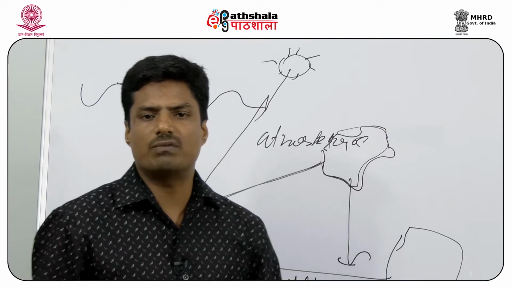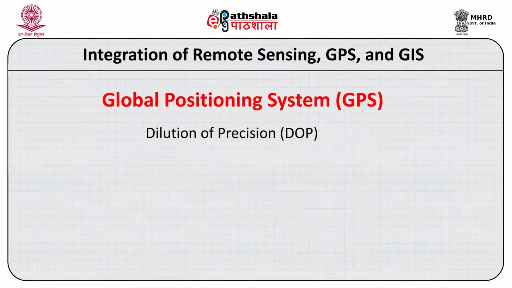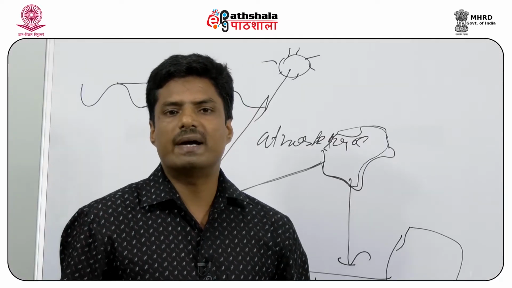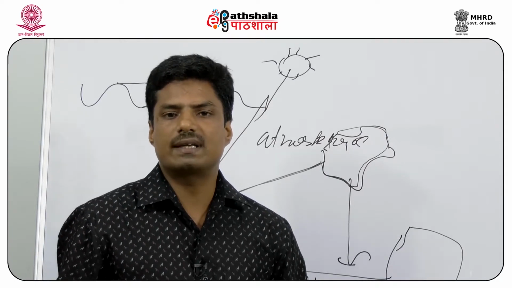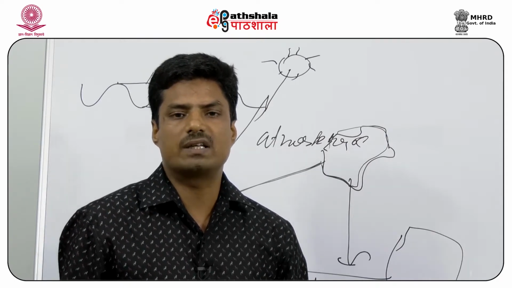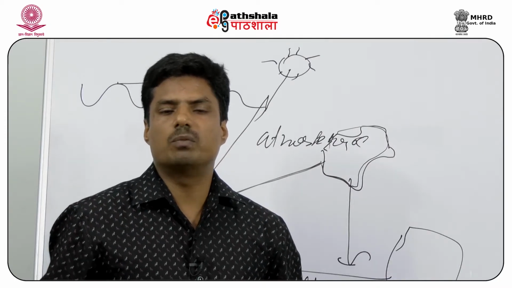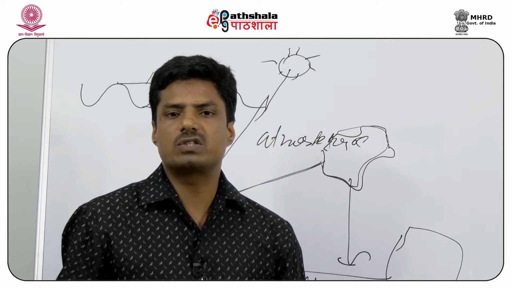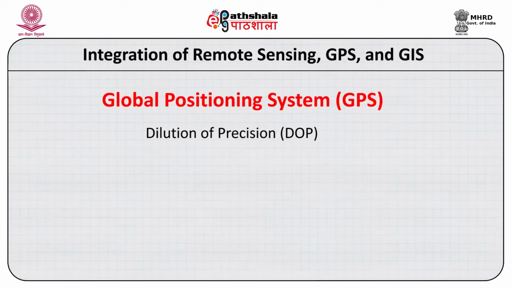The distribution of satellites in the sky is known as the dilution of precision. Dilution of precision is nothing but the mathematical calculation of the signals of the satellites which we receive on our receiver. It is about the geometry of the satellites. Geometry is nothing but the distribution of the satellites in the sky, how they are distributed.